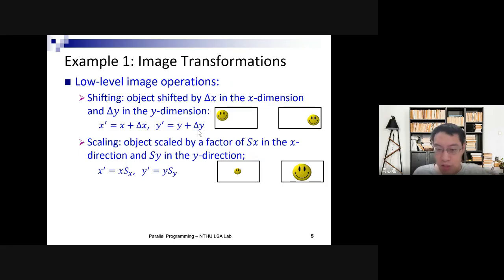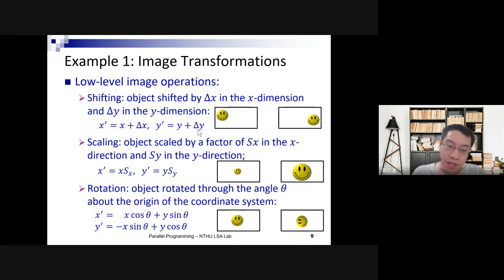Similarly, many image transformation operations fit this model. Scaling is also similar. We multiply a scale factor to the coordinates, and again, this operation can be applied to individual pixels independently. And finally, the rotation is the same. The operation might seem a bit more complicated, as shown over here: x prime equals x multiplied by cosine theta, then plus y sine theta. Theta is the angle we try to rotate.